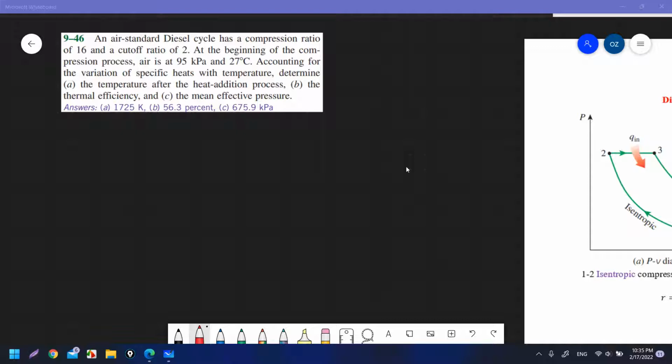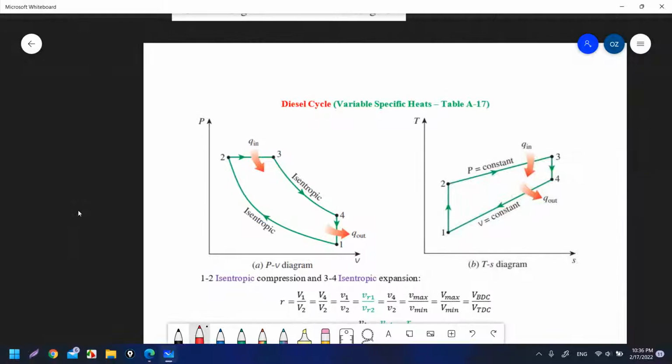In this question, we have an air-standard diesel cycle. These are the PV and TS diagrams for the diesel cycle. In the Otto cycle, after the isentropic compression process, we have the constant volume heat addition process. But in the diesel cycle, after the isentropic compression process, we will have a constant pressure heat addition process.